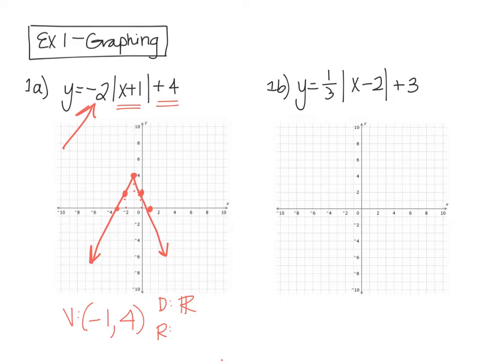So when I pick the range, I want to think about what part of the y values am I using? Well, to me, the highest y value is 4, and then I can use all of these negative y values because it's going down forever. So that means I'm going to have a range of y less than or equal to 4.